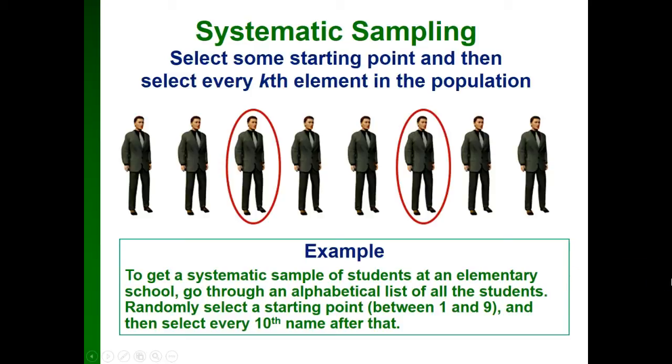Here's an example. If we wanted to get a systematic sample of students at an elementary school, we could go through an alphabetical list of all the students. We could randomly select a starting point between 1 and 9, and then select every 10th name after that.